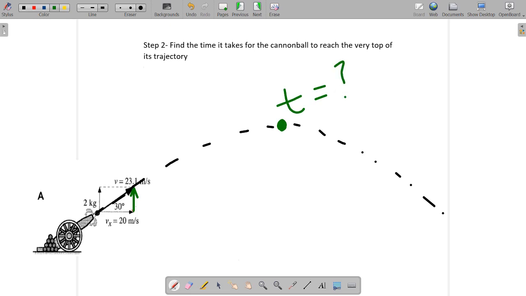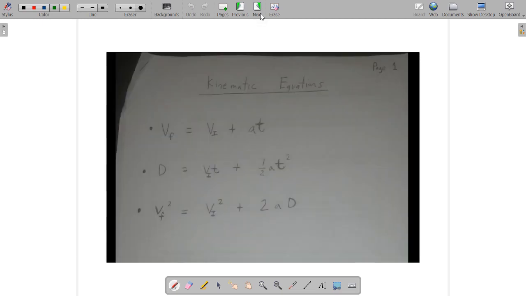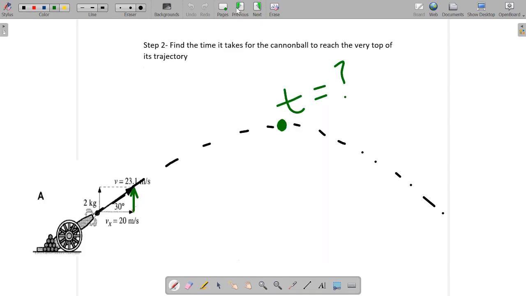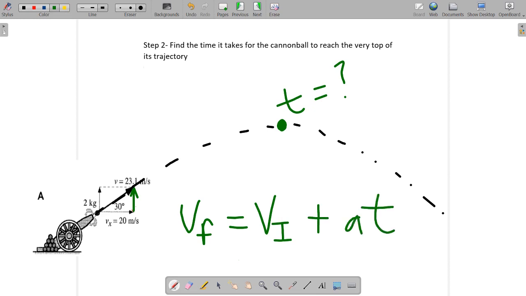In order to solve for that, we're going to need to go to our kinematic equations. Specifically, we're going to use this first kinematic equation right here. This equation says that the final velocity is equal to initial velocity plus acceleration times time. So that's the equation we're going to use to solve for this. I'm going to write that down here: final velocity is equal to initial velocity plus acceleration times time.